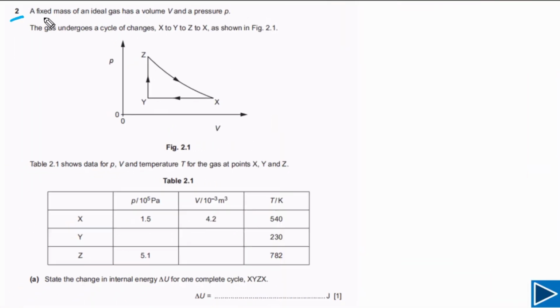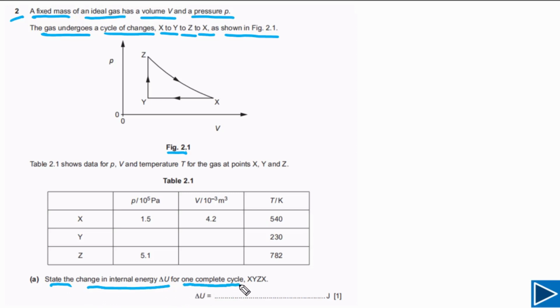For question number 2, it is given to us a fixed mass of an ideal gas has a volume V and a pressure P. The gas undergoes a cycle of changes from X to Y, Y to Z, and finally Z to X, as shown in figure 2.1, as shown on this PV diagram. Question is asking us, for part A, we need to state the change in internal energy delta U for one complete cycle X, Y, Z, X.